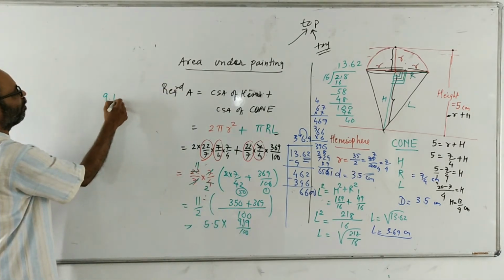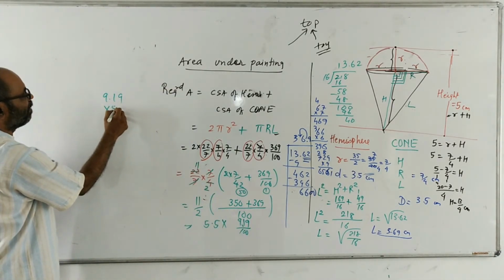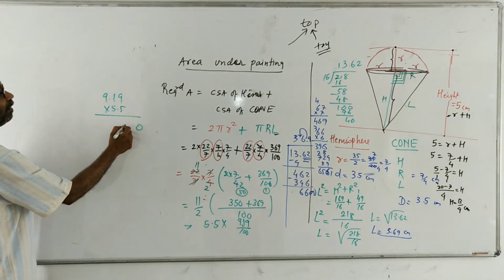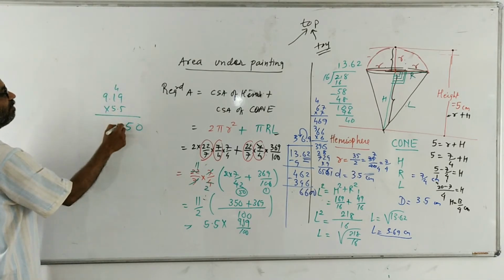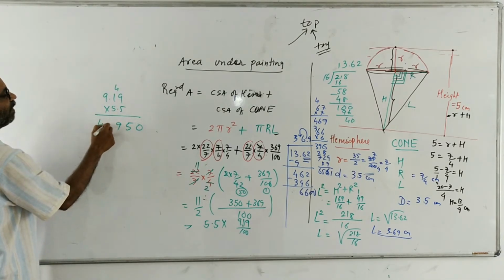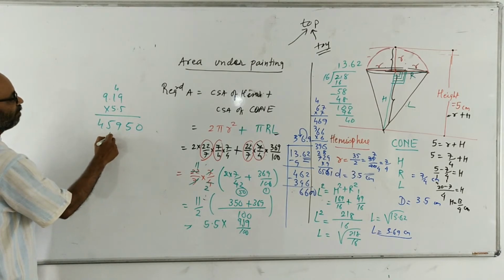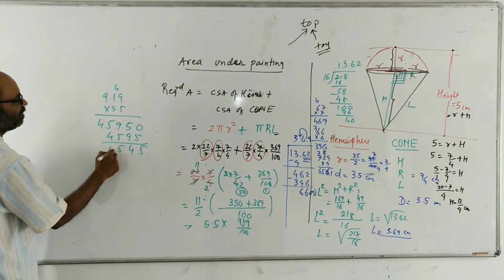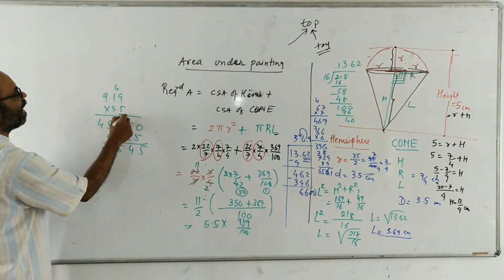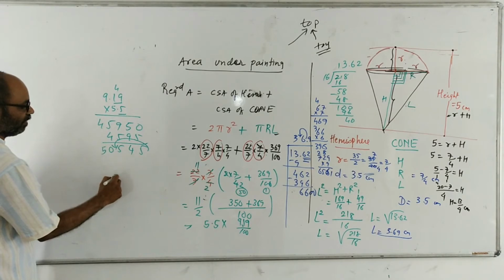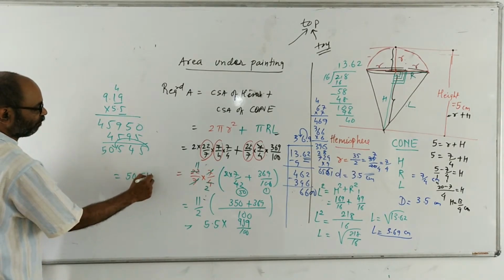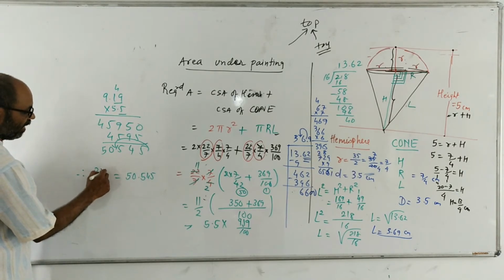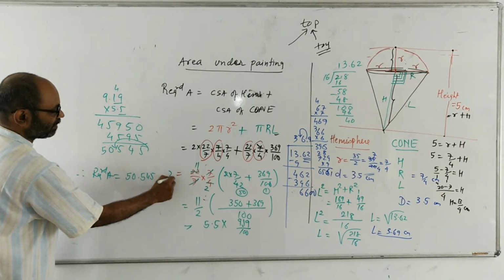Alright, 9.19 multiplied by 5.5. 5 nines are 45. 9 fives are 45. Alright. Same 4, 5, 9, 5, 5, 4, 15, 0 and 5. And you have 3 places of decimal. So that is 50.545. Therefore, required area is so many centimeters square.